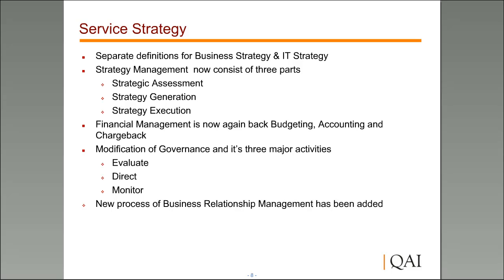In strategy management, initially in 2007, strategic assessment and generation were quite clear, but other things like execution were not as clear. Now what they have done is, it consists of 3 parts. Strategic assessment will deal with what the internal factors are, what the external factors are, how to define the market spaces, right? And defining the objectives.